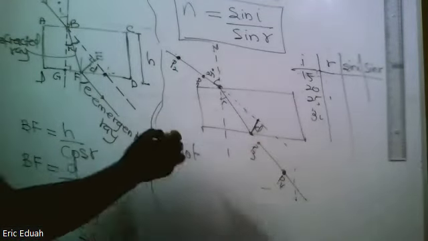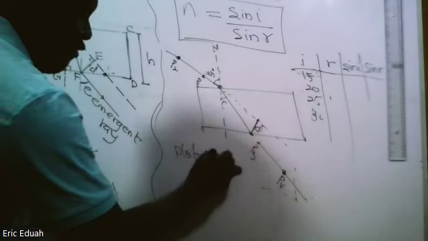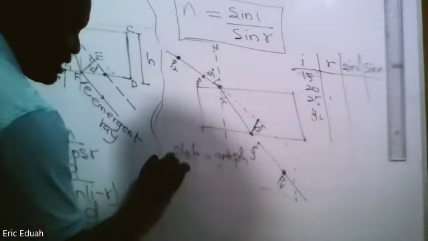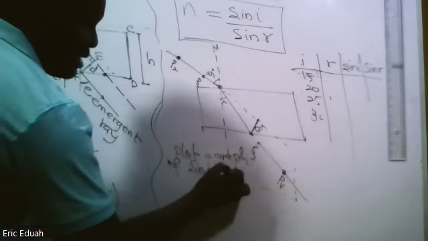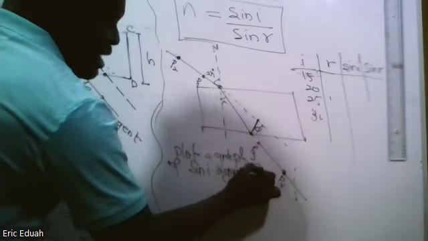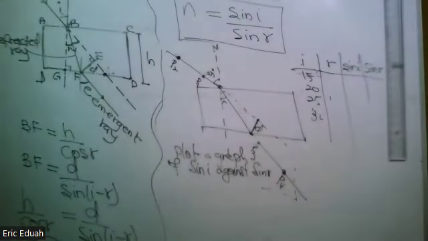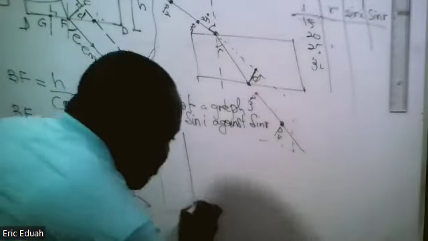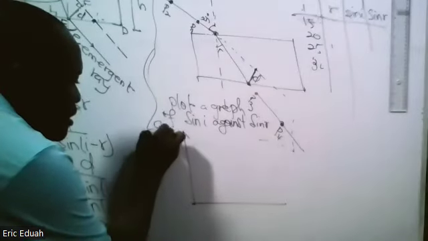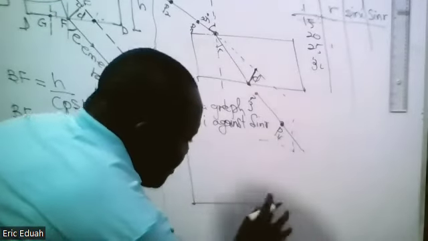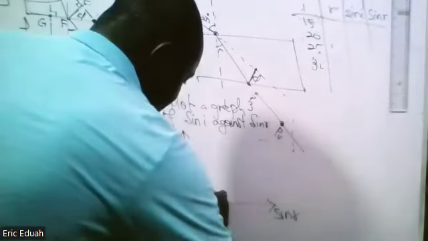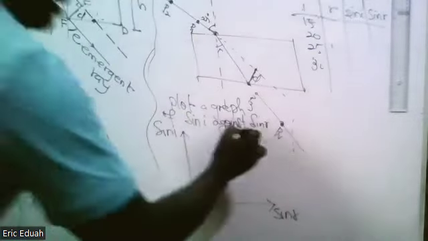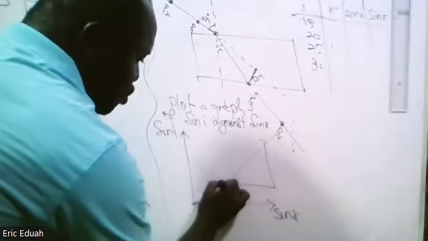Okay, then you'll be asked to plot a graph of sine I against sine R, or the other way around. So a graph of sine I on the vertical and sine R on the horizontal. This will give you a straight line. You'll be asked to find the slope.